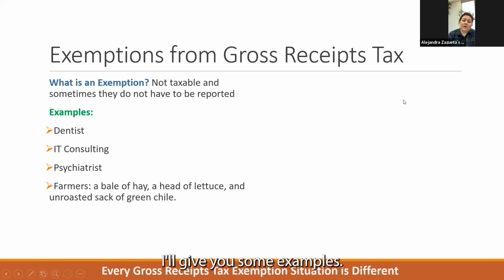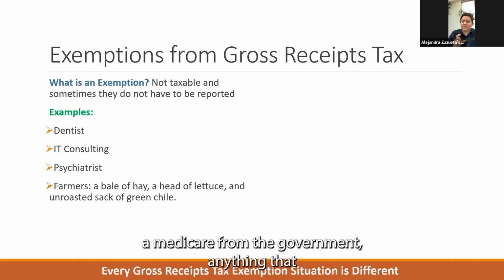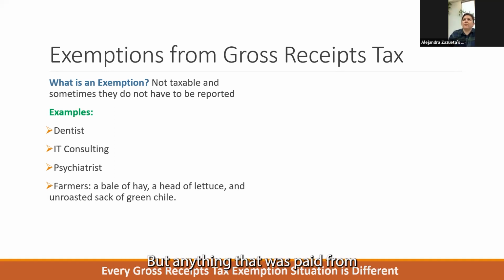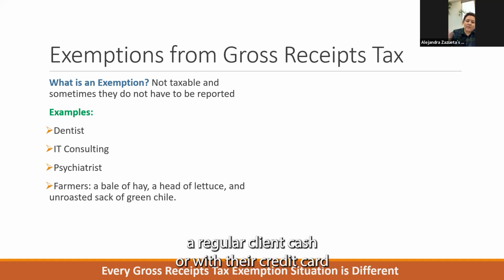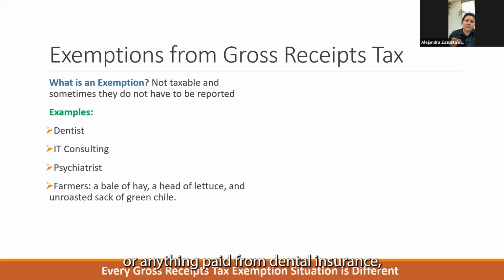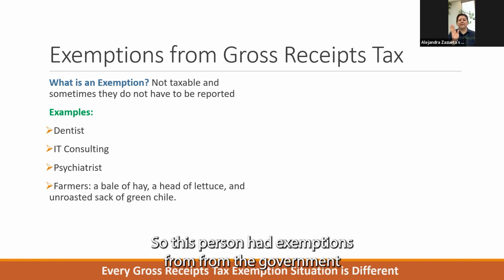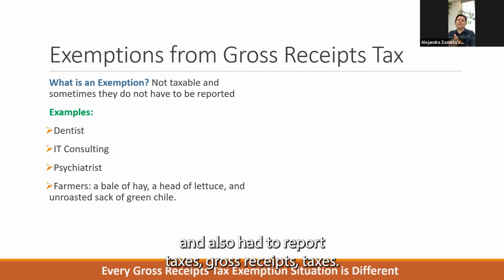I'll give you some examples. I used to have a client who was a dentist, and anything that was Medicare from the government, anything that was paid directly from the government, was exempt. But anything that was paid from a regular client, cash or with their credit card, or anything paid from dental insurance, a private dental insurance, then that was taxable. So this person had exemptions from the government, but also had to report gross receipts taxes.